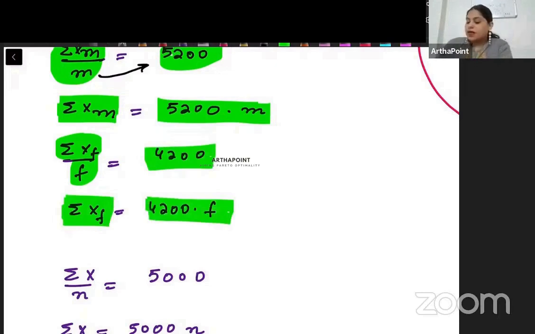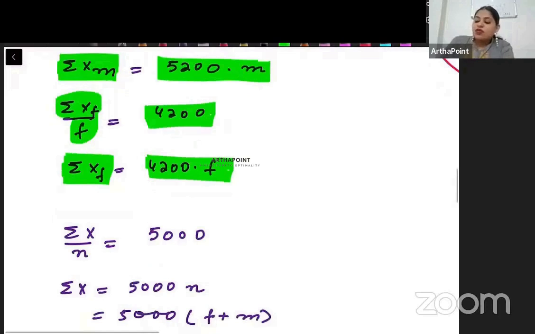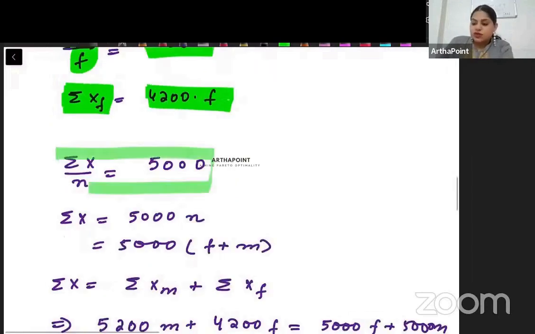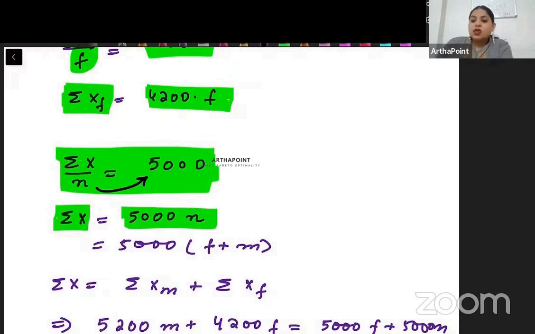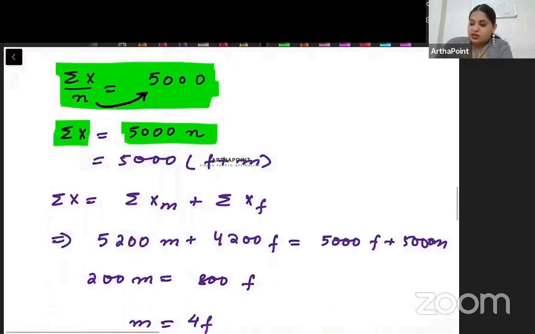This is clear. But the average salary overall was 5,000. This was given to us. Average salary overall is 5,000. So from here, the total salary will be what? 5,000 into N. N can go here. But total number of people, N, is nothing but male plus female. So instead of N, I have gone ahead and written F plus M.